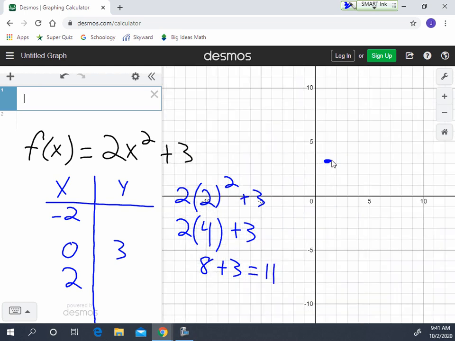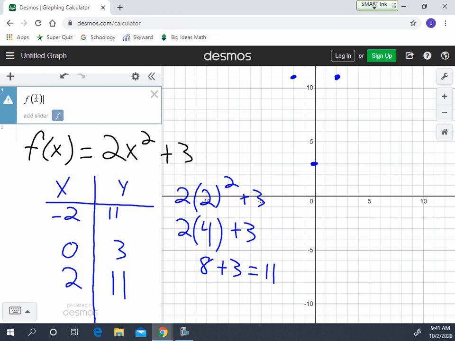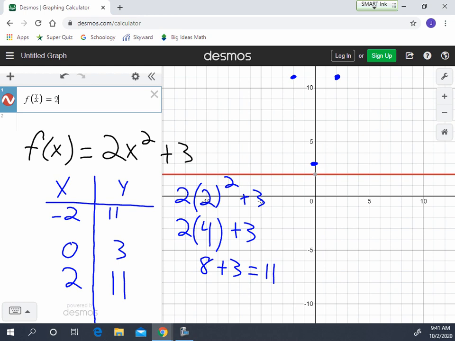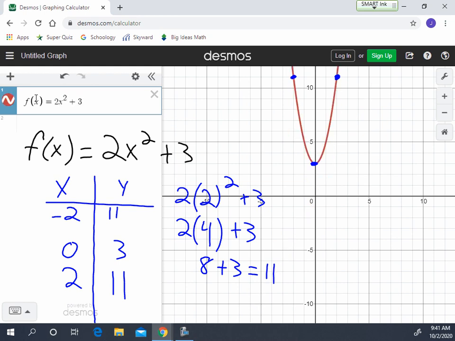So at 2, our y will be 11. So 1, 2, it's going to be all the way up here. And negative 2 should also be at 11. Let's type that in and see if our graph matches up. 2x squared plus 3. Look at that. Got it.